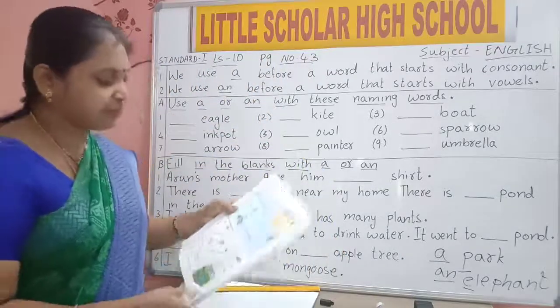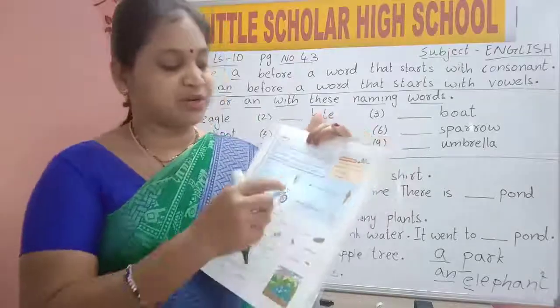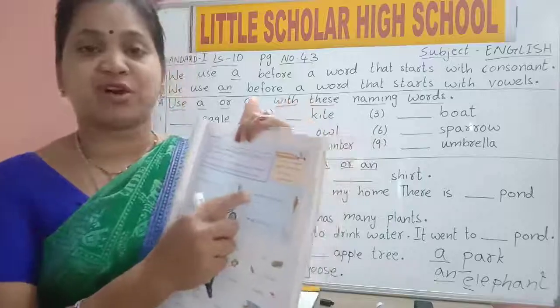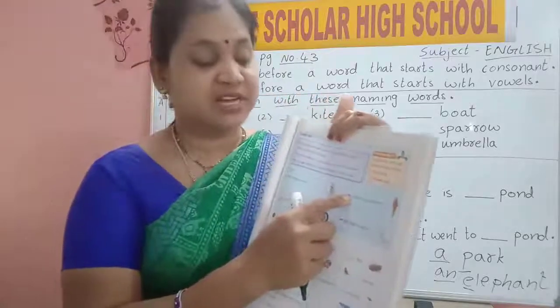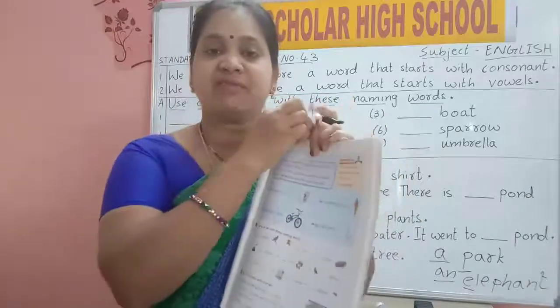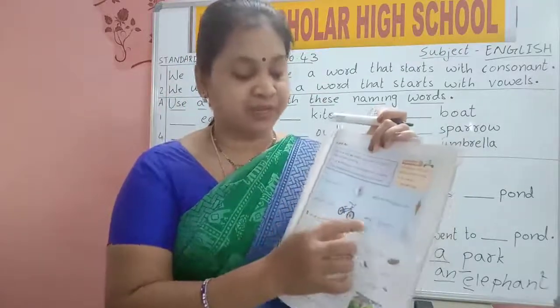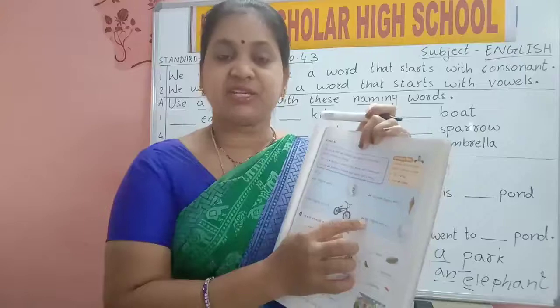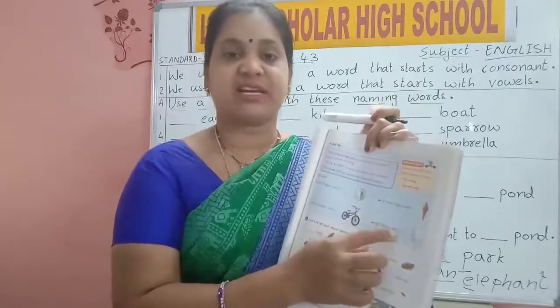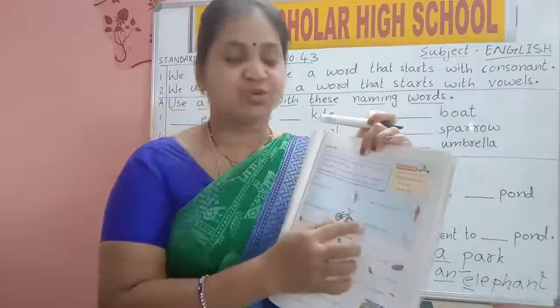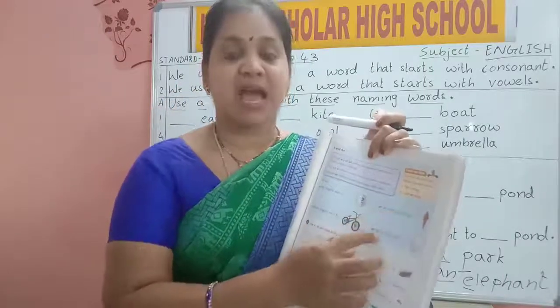Now see your textbook, page number 43. An ice cream. Why did we write an in front of ice cream? Because the first letter is I. I we have in vowels: A, E, I. Yes, it is a vowel word. So, we write an. An egg, E-G-G, egg, E is the first letter. In vowels, you see E is present. Yes, E is there. So, an ice cream, an egg.